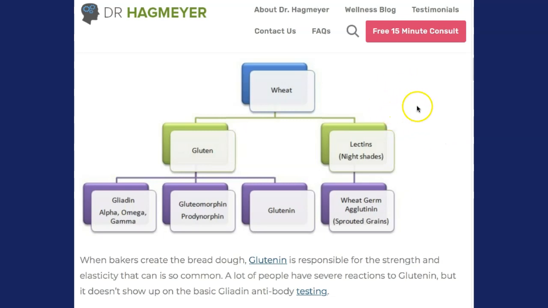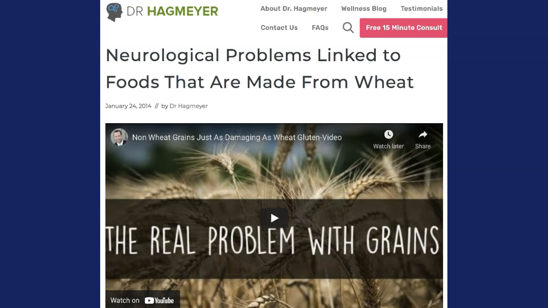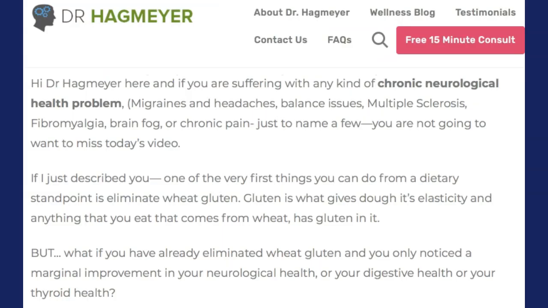And you see, actually, gluten is also a lectin. And there are many other lectins that cause issues from the plant kingdom. But gluten damages the brain and will cause brain fog. That's another article from the same site. Neurological problems linked to foods that are made from wheat. And non-wheat grains just as damaging as wheat gluten. So if you are suffering with any kind of chronic neurological health problem like migraines, yes, and headaches, balance issues, multiple sclerosis, fibromyalgia, yes, brain fog sometimes, or chronic pain.